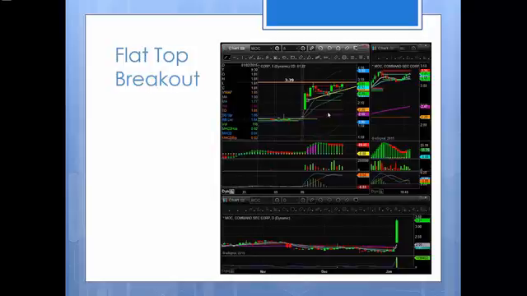Another flat top breakout here, showing that long consolidation. This one a little bit under $3.50, $3.39. Another very big mover on the daily chart.